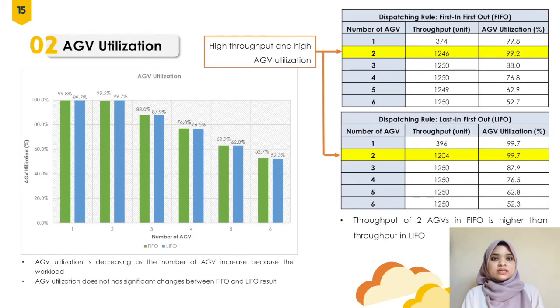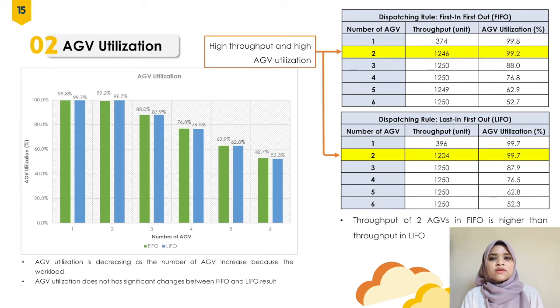The second result is about the AGV utilization. The table on the right has been simplified as the graph on the left. The AGV utilization is decreasing as the number of AGVs increases. The AGV utilization is decreasing because the workload has been split with the other AGVs.